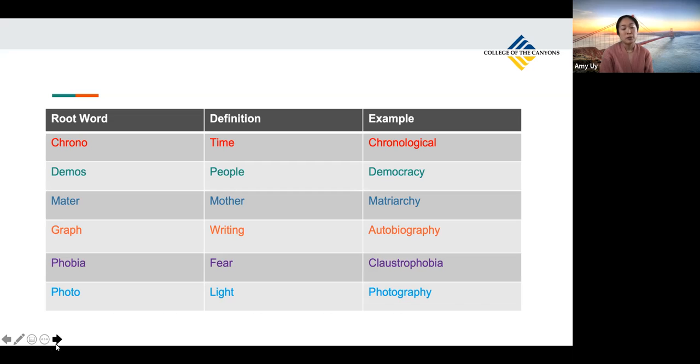Then we have graph, which means writing, and an example is autobiography. And autobiography is when someone writes a story of their own life. And then there's phobia. The definition is fear, and an example is claustrophobia. That's when someone has a fear of small, tight spaces. And then we have photo, which means light, and an example is photography. And traditionally, photography or photographs were created with light.